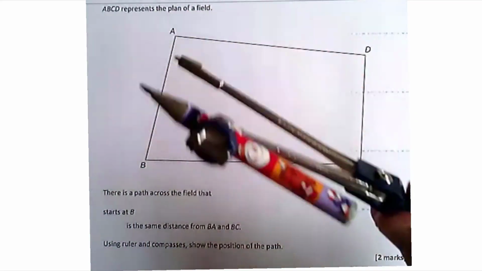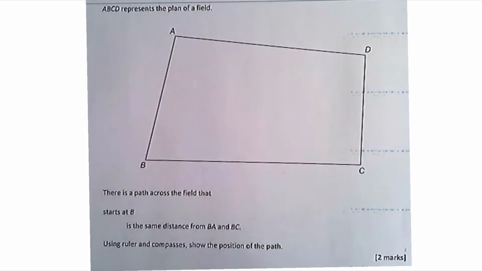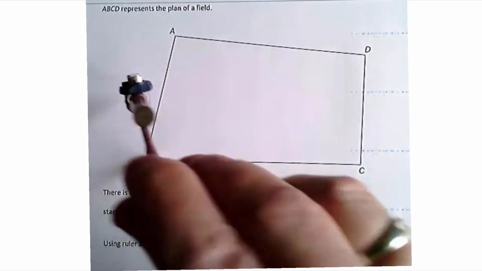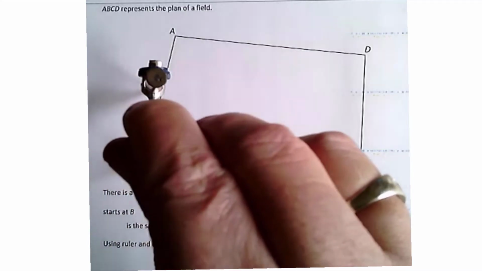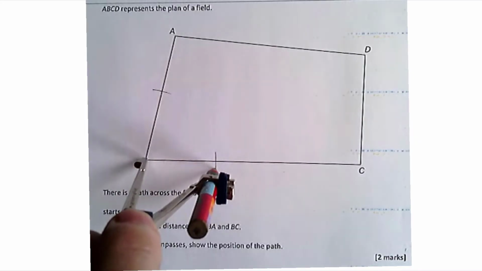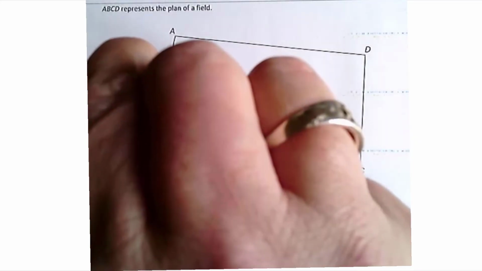Okay, right, what we need to do is to create an angle bisector at B. So putting your compass point at B, drawing an arc that crosses BA and BC at the same distance, so without changing the aperture. And then move the compass point to the mark that you made and draw a mark in the middle.